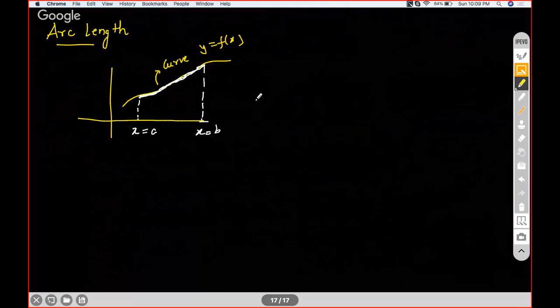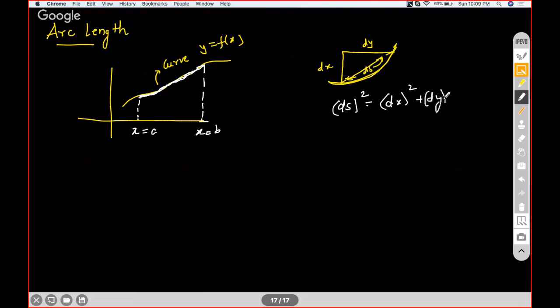Now this comes from a very simple concept. If you have this arc, let me call this entire length from here to here as ds. We use calculus to approximate it as a right triangle. So basically your ds square is actually dx square plus dy square. For a very, very small segment, you can approximate it like this.